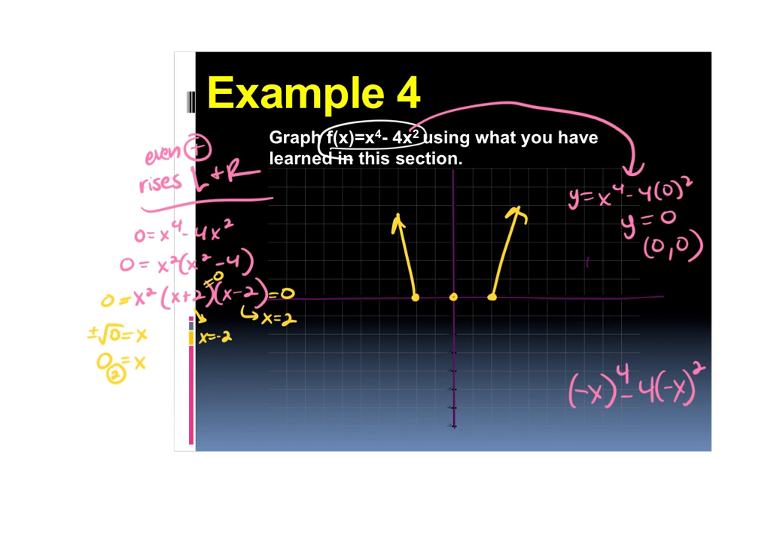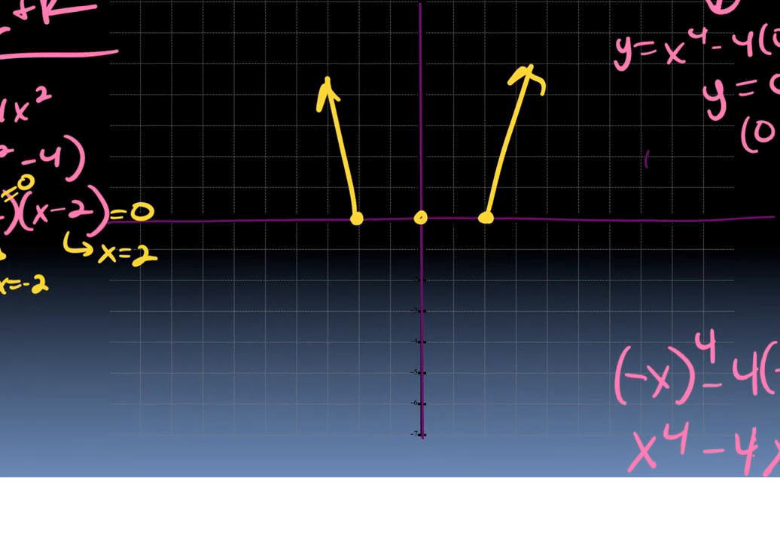They'll go back to the positive x to the 4th, and my equation would be the same as the original, which tells you this is symmetric. So whatever happens on the right-hand side of this graph is going to happen on the left-hand side of this graph. I know it has to cross through negative 2 and positive 2.